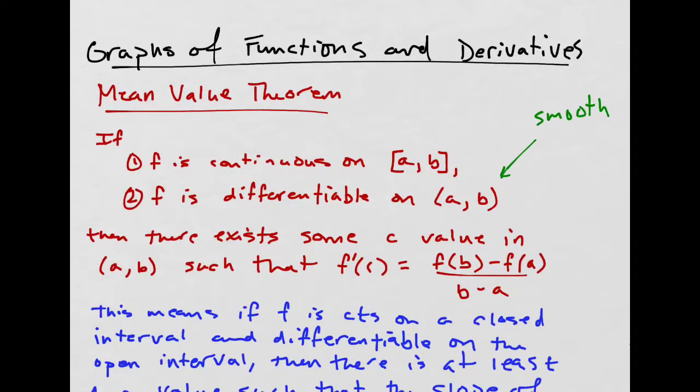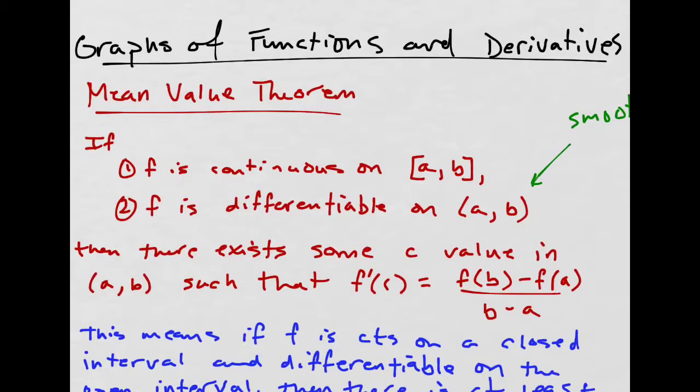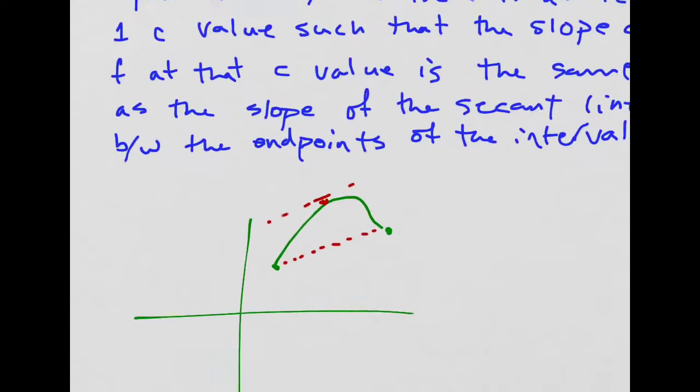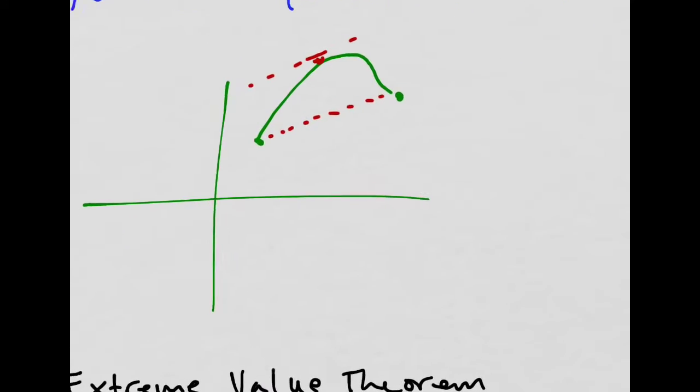So if it's continuous and smooth, then there exists some c value in this interval such that the slope at that c value, that's what that means, is equal to the slope of the secant line between a and b. And there's a picture that goes along with it. So let's say it again, and then I'll go up to the blue part.